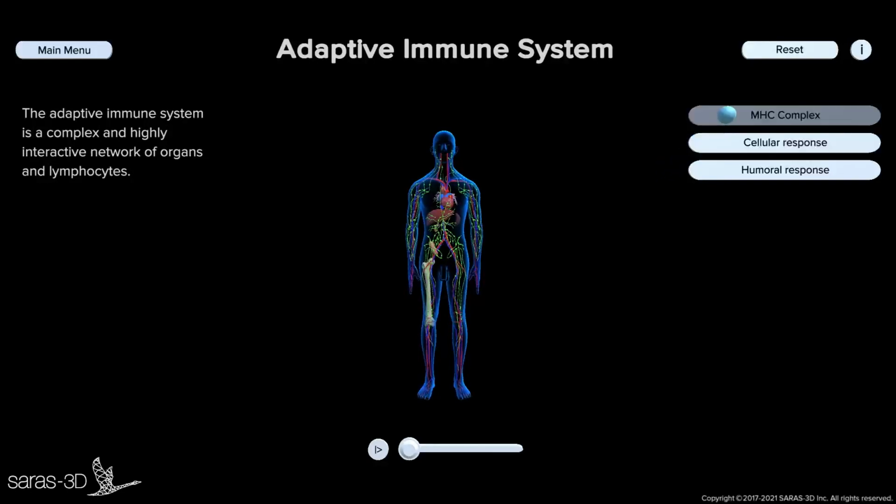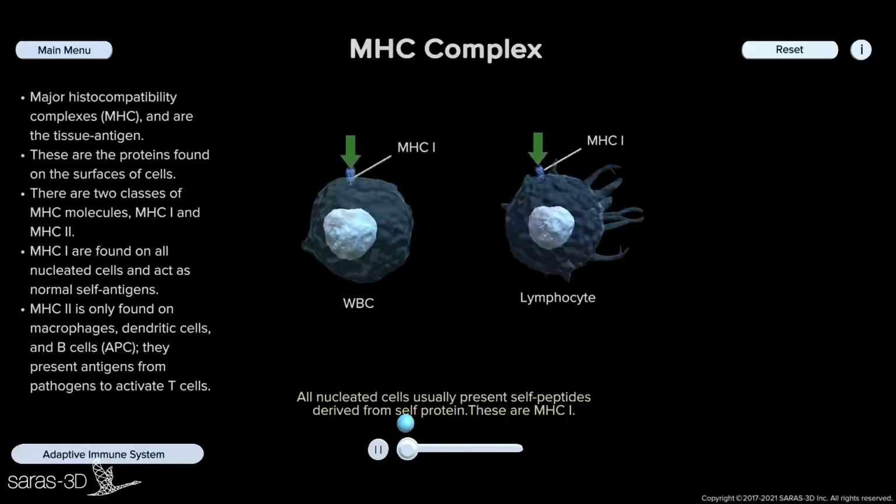So let's first move to the first component of adaptive immunity, that is the MHC complex, which includes the important cells called antigen presenting cells or APCs. Now, all the nucleated cells usually present self-peptides which are derived from self-proteins, and these are the MHC ones. That means they have their names which can be identified and they are marked as self cells.